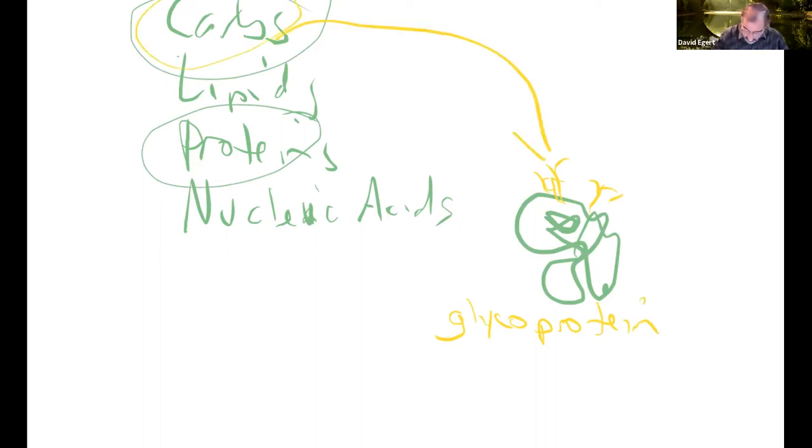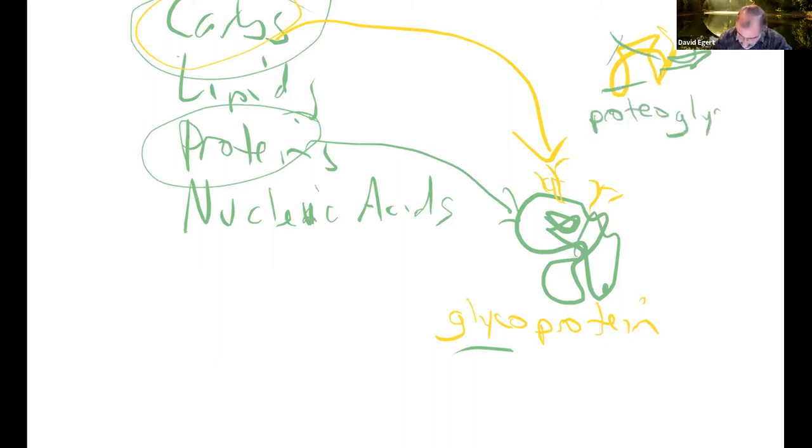So there's some carbs on there, but it's mainly a protein. Glyco means sugar, so it's basically a sugar-coated protein. Most cell membrane proteins actually have these carbohydrate groups hanging off of them. If you have something that's primarily a carbohydrate, but also has protein groups on it, we call it a proteoglycan. They're both a mashup between a protein and a carbohydrate, but glycoproteins are mainly protein with sugar groups. Proteoglycans are more carbohydrate with amino acids, like peptides, hanging off of it.